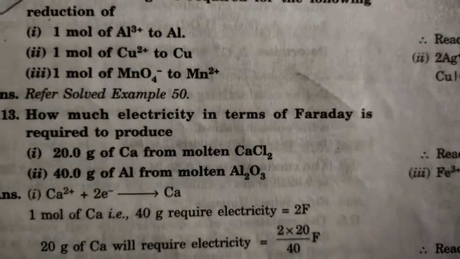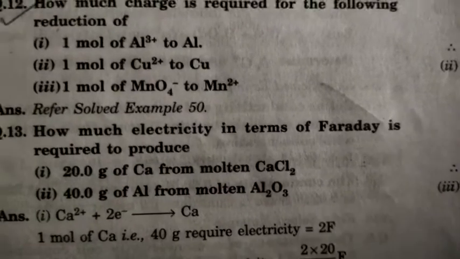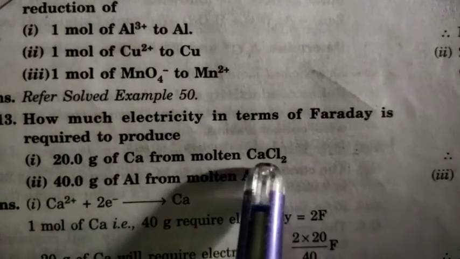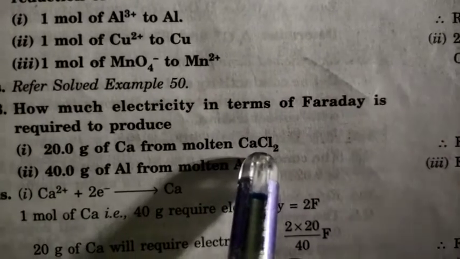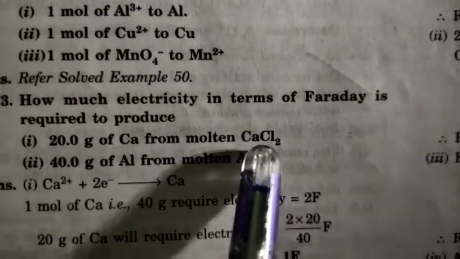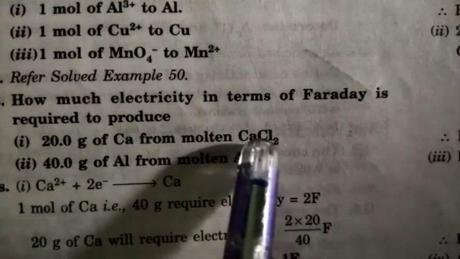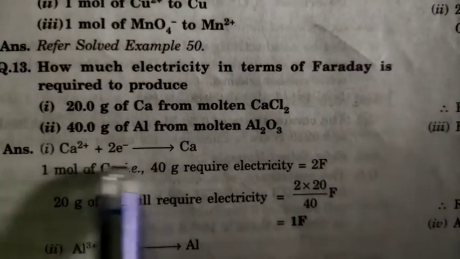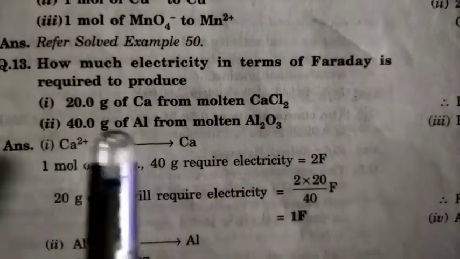It's given here, how much electricity in terms of Faraday is required to produce, means you have to take out the Faradays of electricity. In the first equation it's given 20 gram of calcium from molten CaCl2. So CaCl2, calcium, you know it's Ca2+, right? So they are asking us to calculate for calcium, means Ca2+ is there. So how many electrons are required to convert to Ca? 2 electrons, it means 2 Faradays. Okay, so that thing you remember.